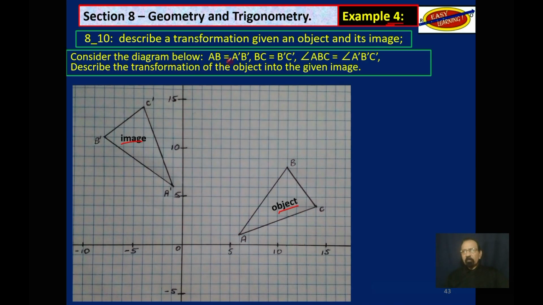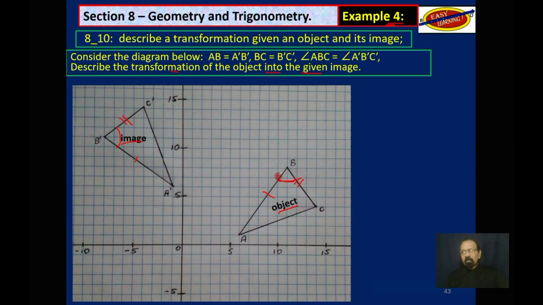So you consider the diagram below and you're given some data. Describe the transformation of the object into the given image. This object became that image. Now, if we look at the data, we will see that AB, which is this side, is equal to A'B'. We will find that BC, which is that side, is equal to B'C', and angle B is equal to angle B'.